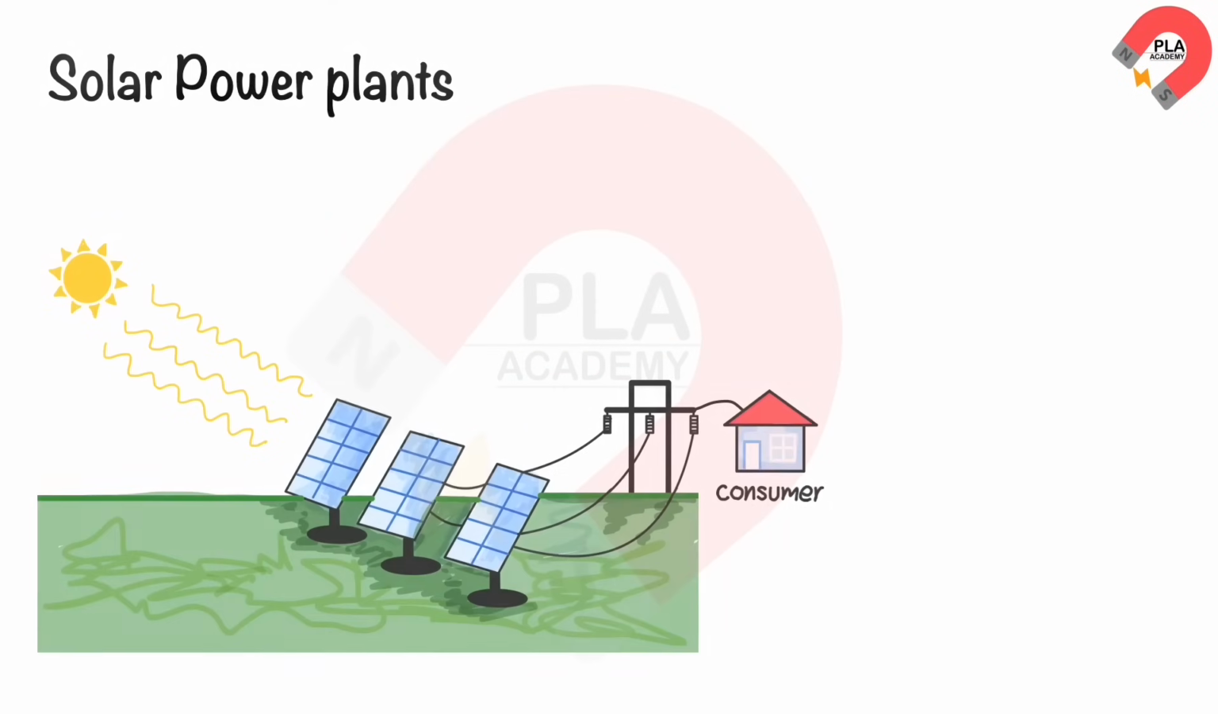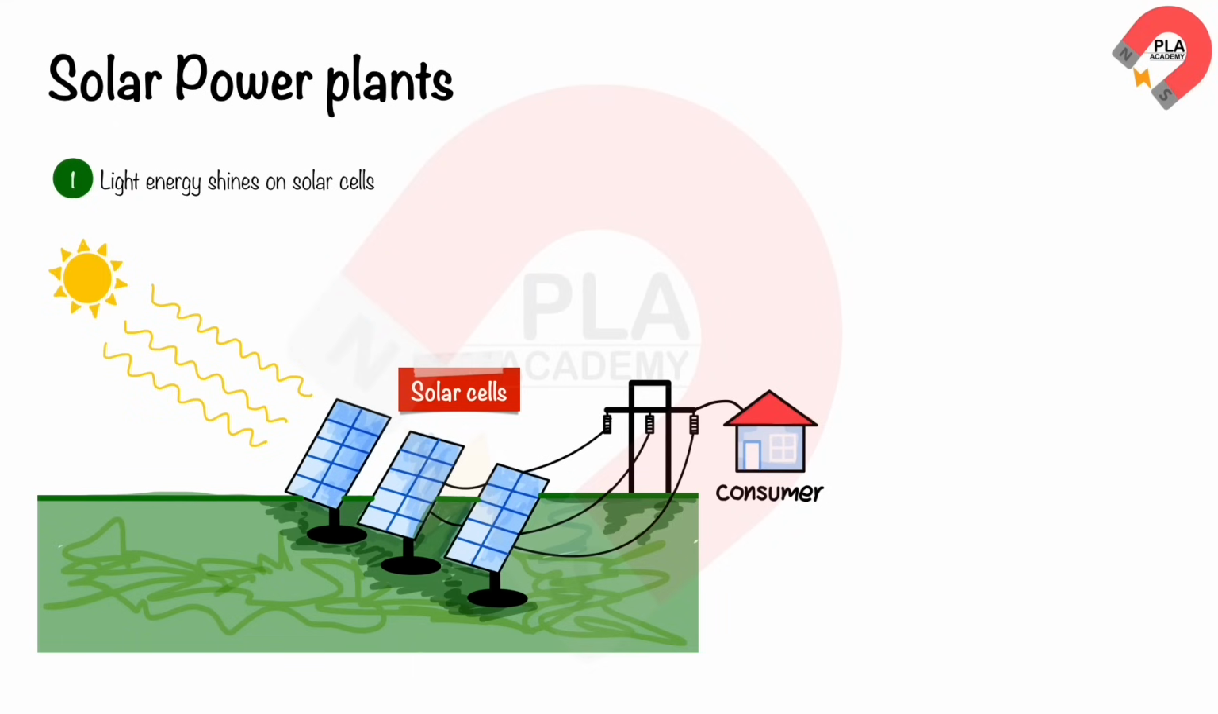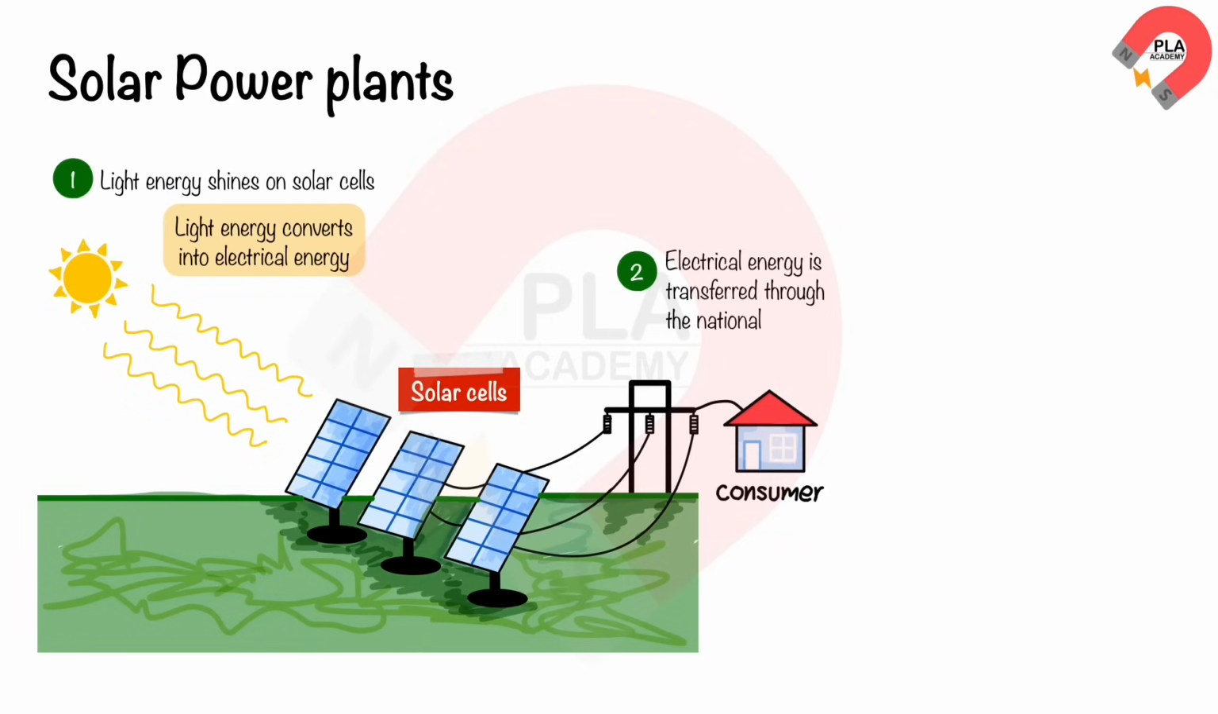Solar power plants. Light energy shines on the solar cell, producing electrical energy. This converts the light energy into electrical energy. The electrical energy is then transmitted through the national grid to homes or businesses.